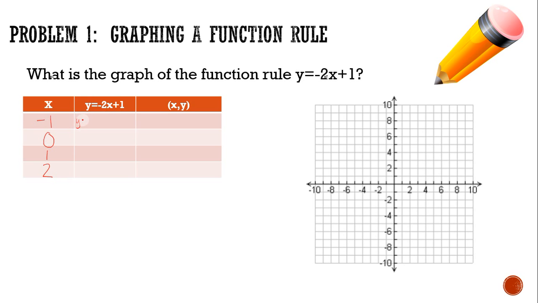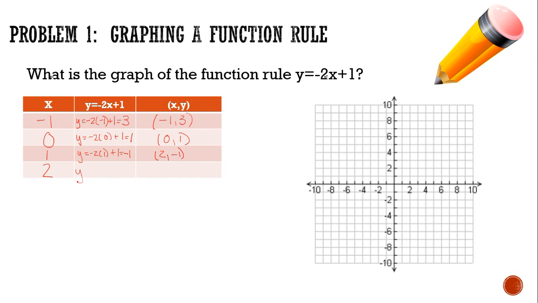So I'm going to go y equals negative 2 times negative 1 plus 1. Now, negative 2 times negative 1 is 2, plus 1 gives me 3. So my coordinate point is negative 1, 3. So if I plug in 0, I get negative 2 times 0 plus 1. So I get the point 0, 1. If I plug in a positive 1, negative 2 times 1, negative 2, plus 1, negative 1.